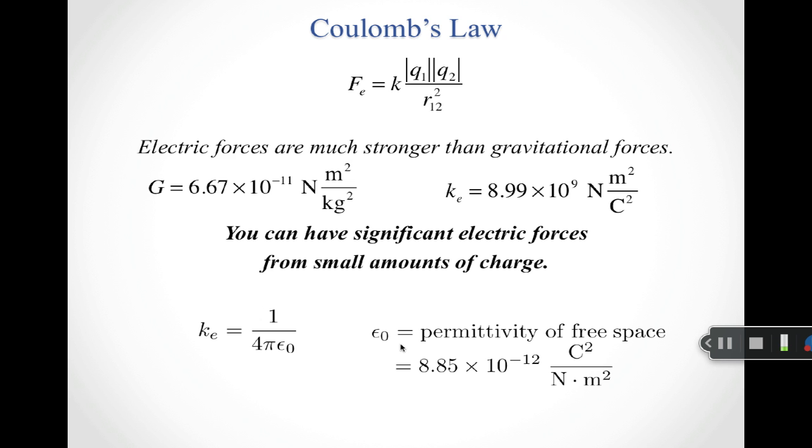There's another constant that we'll see a lot when we're working with magnetism. So epsilon naught is our electricity constant, and just because it's not sitting here explicitly in Coulomb's law doesn't mean it's not there. It's folded into K. And its value is 8.85 times 10 to the minus 12 coulomb squared per newton meter squared.